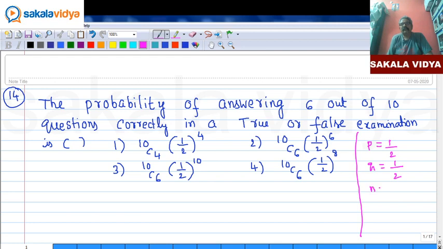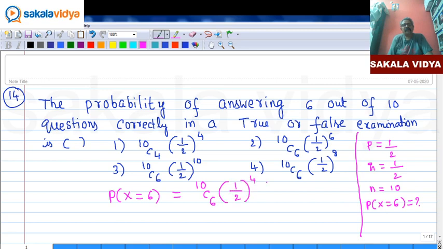Now here n is equal to 10. We need to find P of x equal to 6. P of x equal to 6 is given by 10C6 q to the power of 4 into p to the power of 6, that is 1 by 2 to the power of 4 times 1 by 2 to the power of 6. This we can write as 10C6 half to the power of 10. So the third option is the right option.